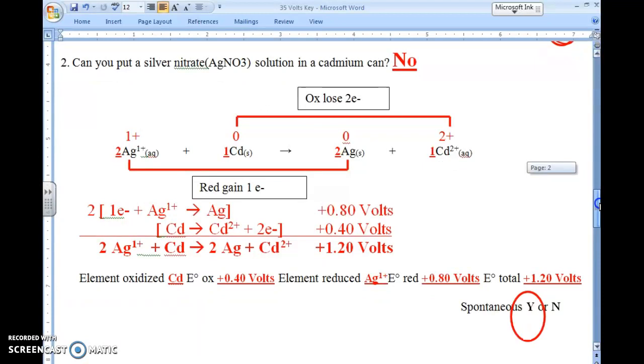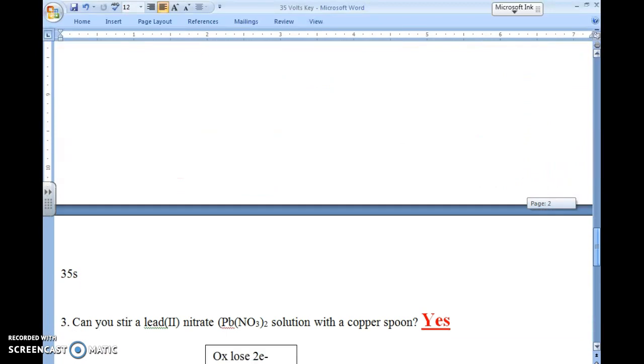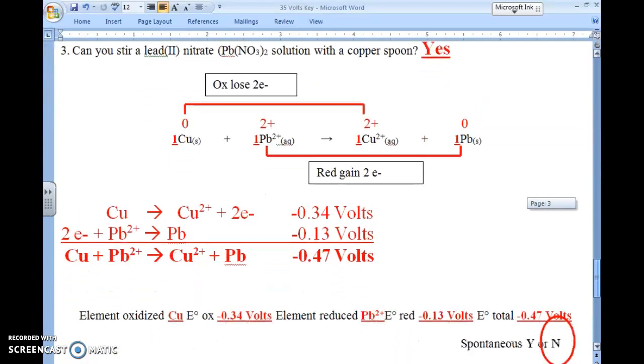So there are the answers to problem number 2. After you've checked your answers, you should pause the video, try number 3, and then check your answers against number 3. Here are the answers to number 3.